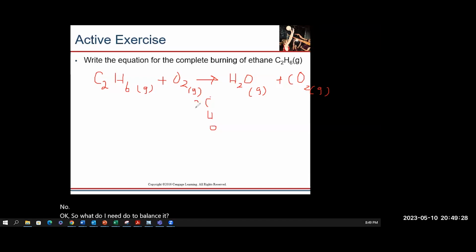How many carbons do we have on our reactant side? 2. How many hydrogens? 6. How many oxygens? 2. On the product side, 1 carbon, 2 hydrogens, 3 oxygens. Okay, so it's clearly not balanced. So what do I need to do to balance it?